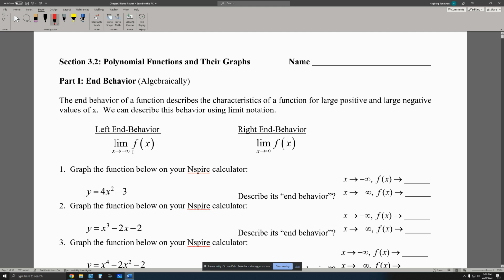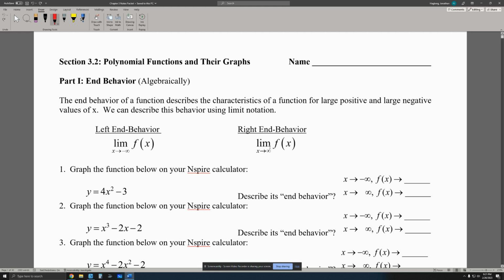And what this is saying is as x approaches negative infinity, as we move to the left in our graph, or as we decrease x, we wonder what goes on with the function. What's happening with f of x? Does it approach a finite value? Does it approach infinity? Does it blow off to infinity? Does it approach negative infinity? What does the function look like on the left-hand side?